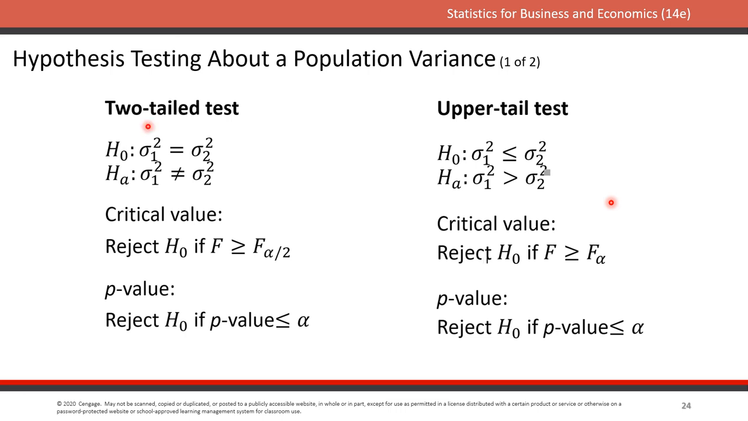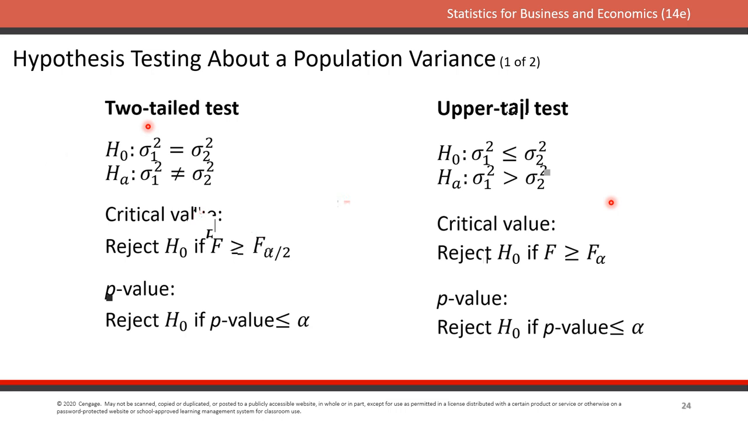So sigma squared sub 1 is the variance of the first population, sigma squared sub 2 is the variance of the second population. And our test statistic is just the larger variance over the smaller variance. So whichever of your populations has a larger sample variance, you take that divided by your small sample variance.